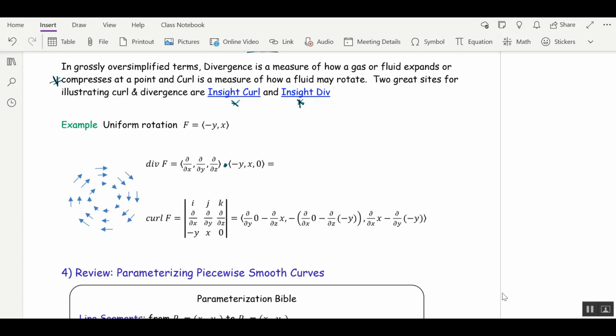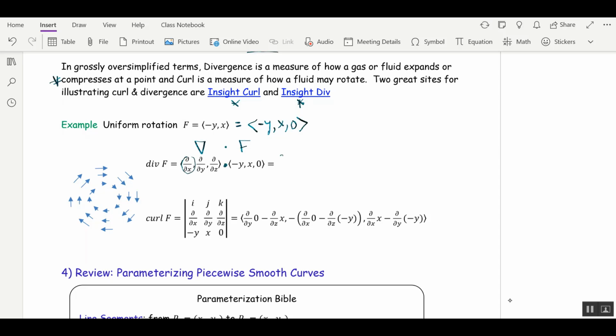All right, let's do an example with this uniform rotation vector field. I can compute the divergence of a two-dimensional vector field, but not the curl. So I'm going to rewrite this as negative y, x, 0 so that I can compute both divergence and curl. So the divergence is del dot F, which I have written right here. And unfortunately, there are two dels going on because we call the partial derivative sign del too. So you just have to use context.